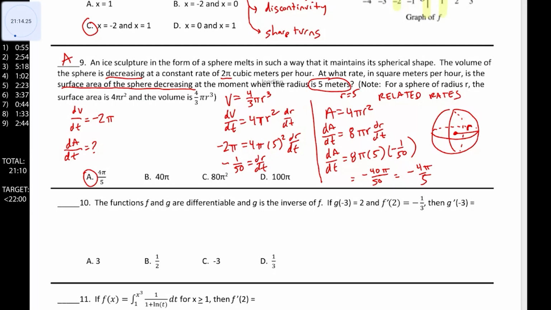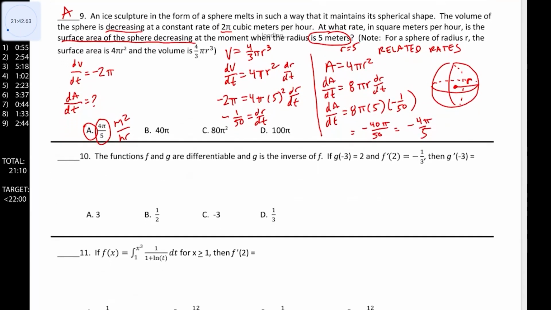instead of negative, and it's because the way the question's worded is saying, what is the rate at which the surface area is decreasing? So it's implied that it is decreasing, so that negative is implied within the problem. So it's decreasing at a rate of 4 pi over 5. What would those units be? I guess that'd be meters squared per hour. It's decreasing at that rate, and so it should make sense that the actual numerical value there is negative 4 pi over 5.